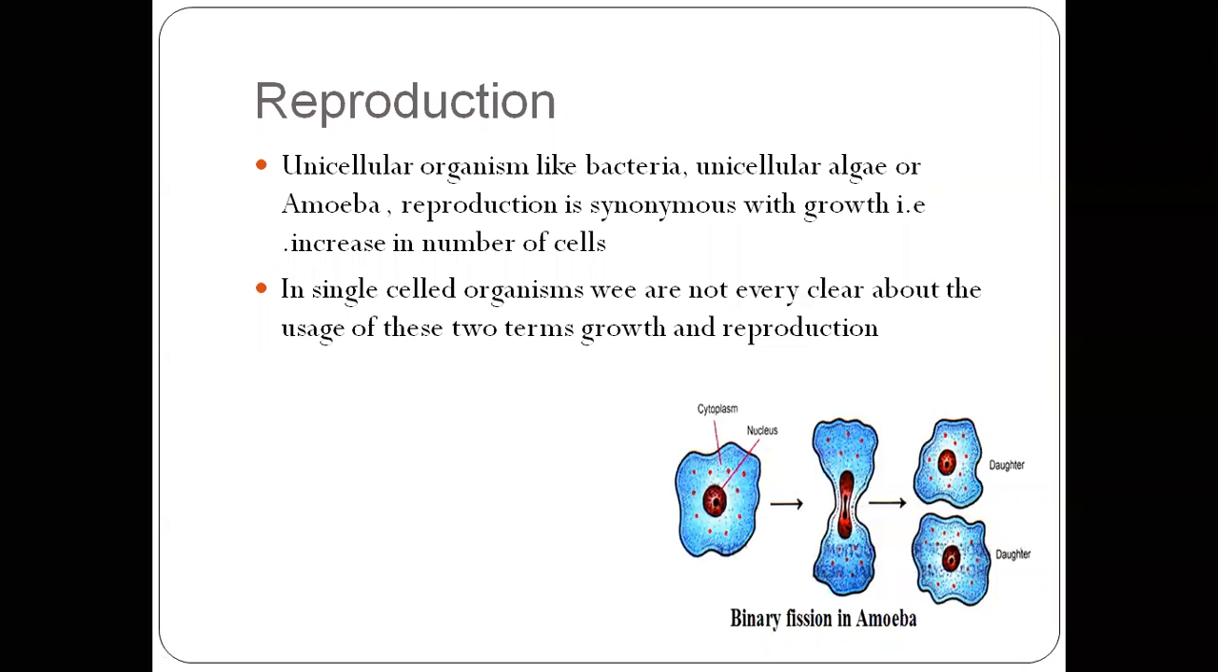Now, in the case of unicellular organisms like bacteria or algae, they reproduce with the growth, that is increase in number of cells. It is vice versa. That means once the conditions are suitable for them, they grow in size. So definitely there is a division and the number of cells also increases. In single cell organisms, we are not very clear about the usage of two terms, growth and reproduction. Why? Because all the unicellular organisms are immortal. What is immortal? They don't have something called death. They just reproduce, they just divide, and they develop into the new one. And that will develop into two daughter cells.